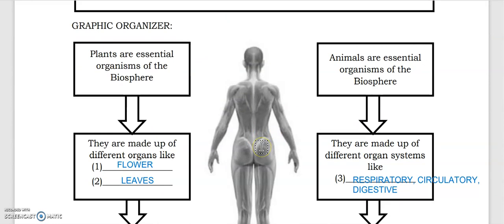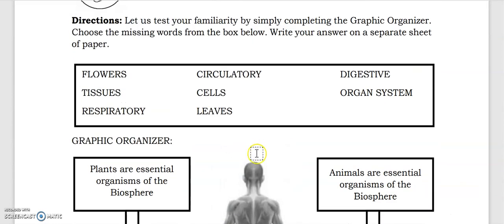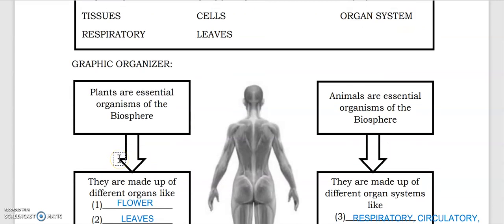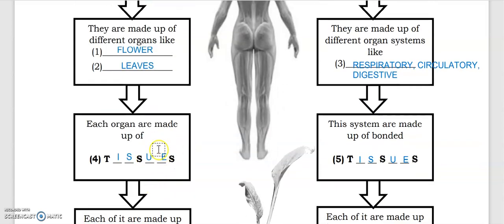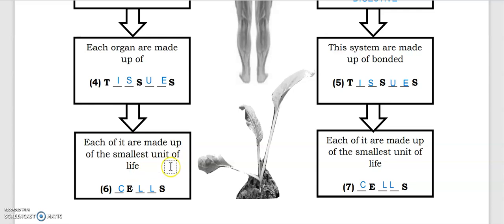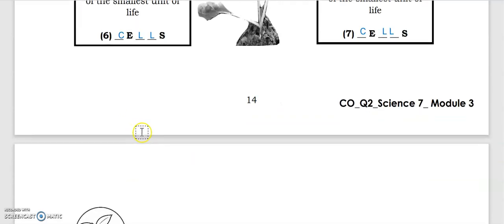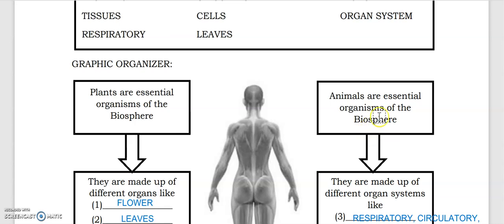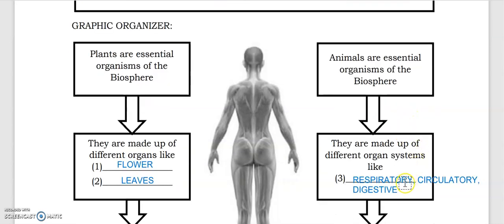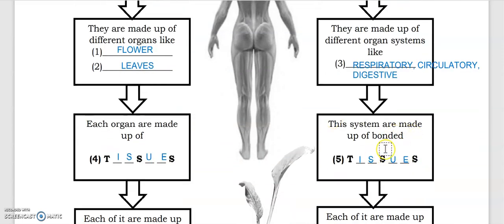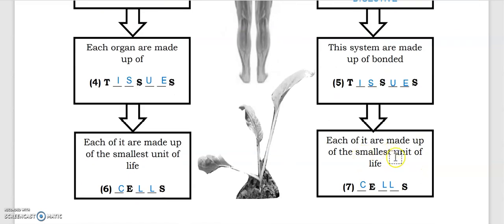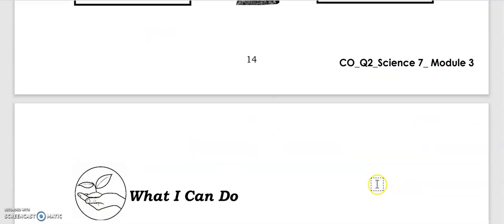Then what I have learned. So I have already here the answers. For the graphic organizer of plants, they're made up of different organs like flower, leaves. Each organ is made up of tissues. Each of it is made up of the smallest unit of life, which is cells. Then for the animals, they are made up of different organ systems like respiratory, circulatory, digestive. These systems are made up of bonded tissues. Okay, each of it is made up of the smallest unit of life, the cells.